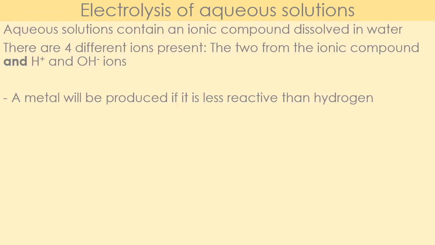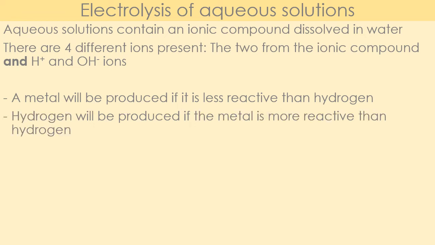If the metal is less reactive than hydrogen, we will form the metal. So we need to think about that reactivity series. Hydrogen will be produced if the metal is more reactive than hydrogen. So, that's the same point. We'll get hydrogen if the metal is more reactive. We'll get the metal if the metal is less reactive.